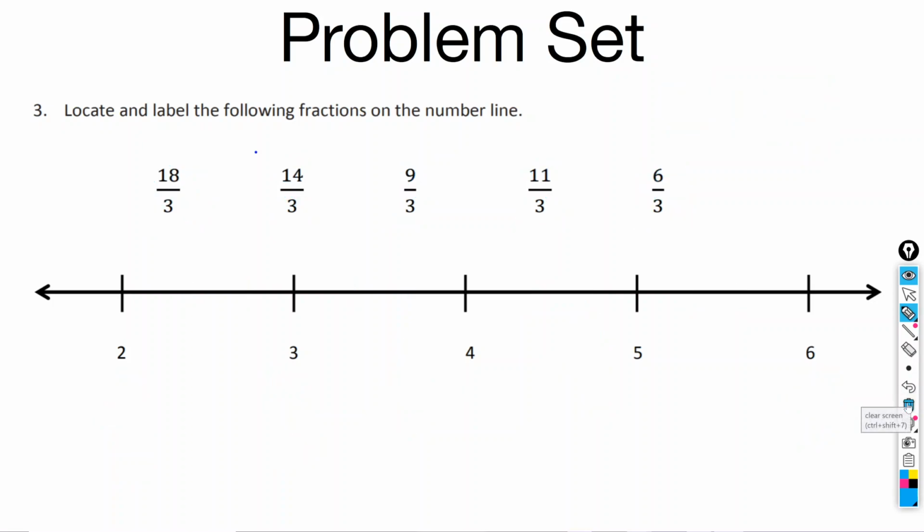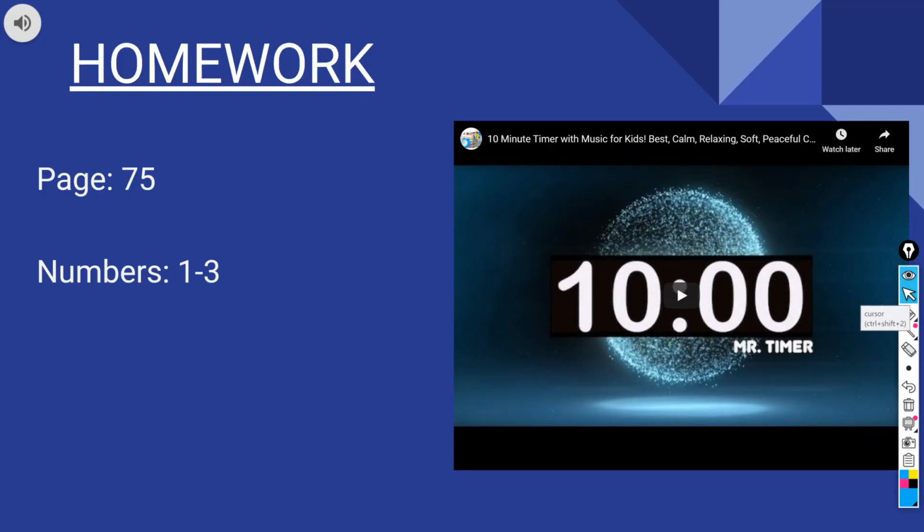So I'm going to go ahead and switch us over to homework. Homework is page 75. On page 75, write your name. On page 75, circle 1, 2, and 3. That is going to be your homework. It is the same thing that we just did. So first you have to figure out what your starting fraction is. Break your number line into pieces, and then go ahead and label your fractions.